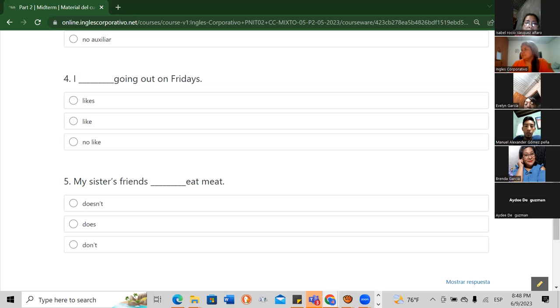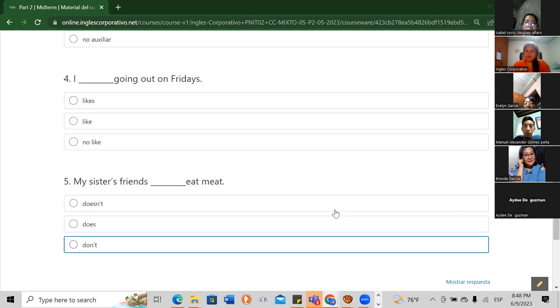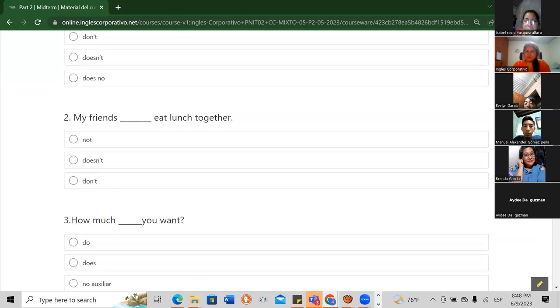O sea, si voy a más, yo me voy para que se cambie. Take your time, ok, tomen su tiempo. Todavía tienen 2 minutos para la parte 2.